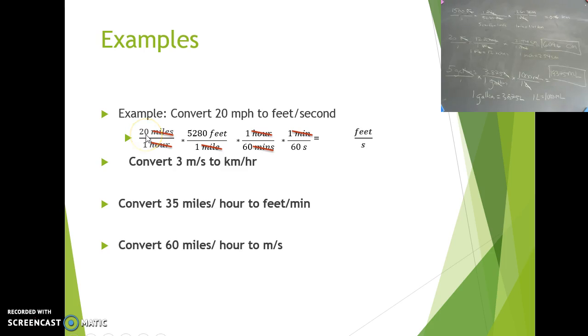Multiplying and dividing this correctly, we'll take 20 times 5,280 divided by 60, because it's in the denominator, divided by 60 again, which will give us a final answer of 29.33 feet per second. All right, let's take a look at one more example to convert 3 meters per second to kilometers per hour, and then I want you to pause again, try these other two, and then I'll show those on the board.